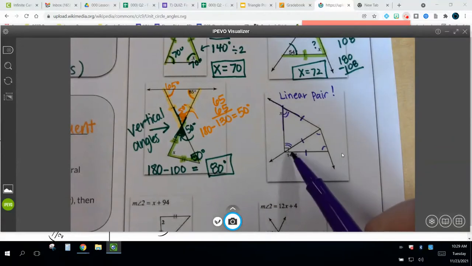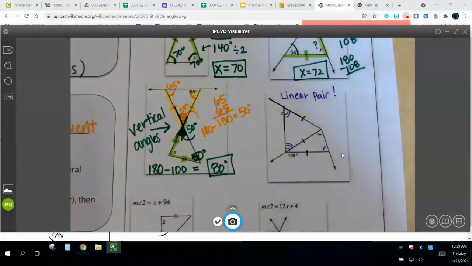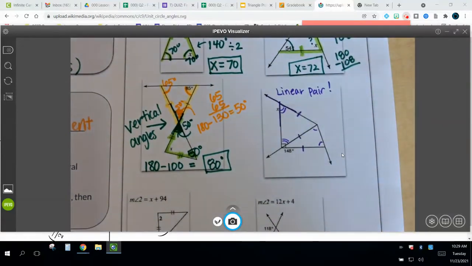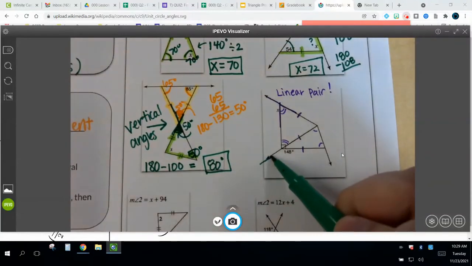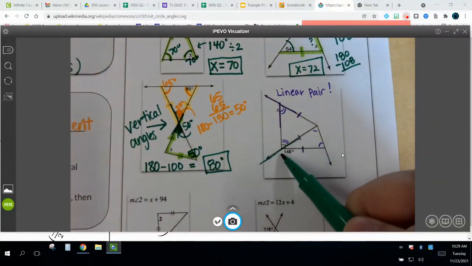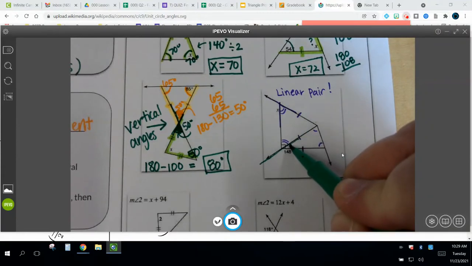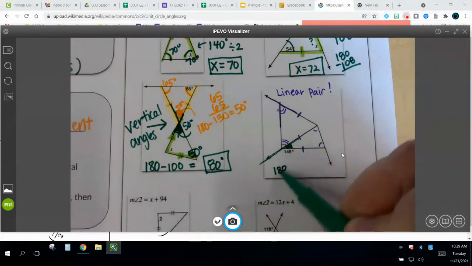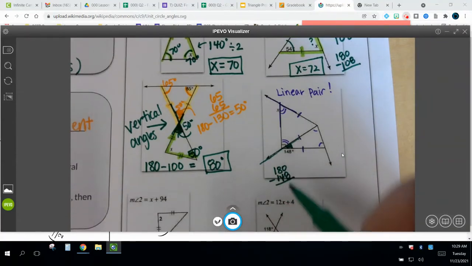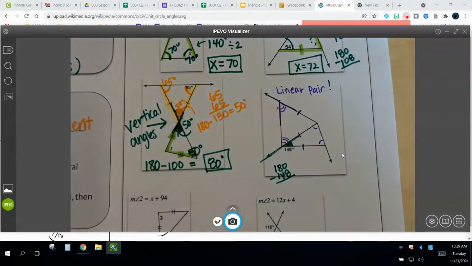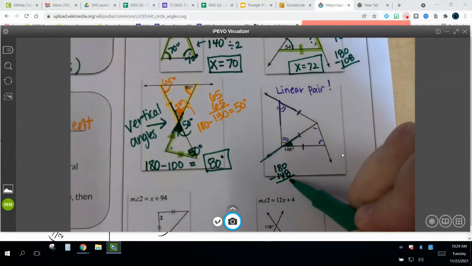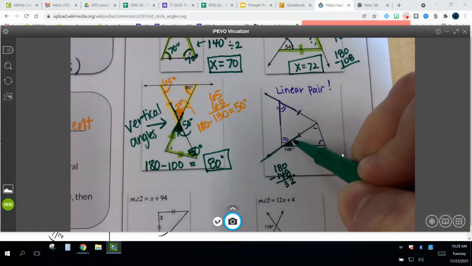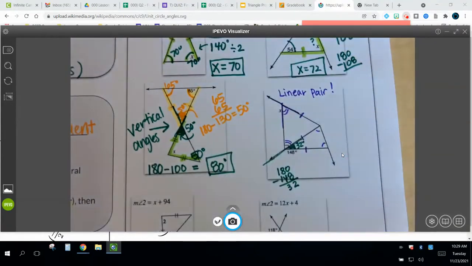So essentially, if we know what this one is, we'll be able to subtract it from 180 to find x. Okay, so let's go back over to here where we have some information. This is a line as well, or a ray, and we know that this angle right here is 148. So we should be able to find out what this little angle is right here by subtracting 148 from 180. When you subtract 148 from 180, we get 32 degrees. So this little angle is 32 degrees.